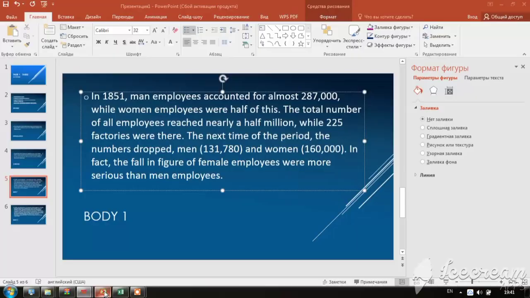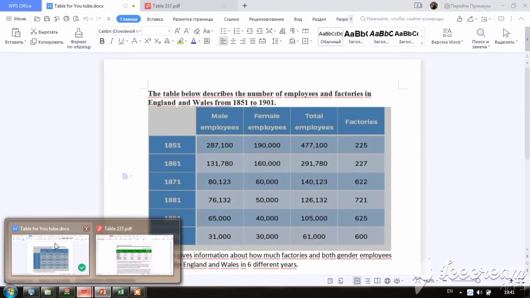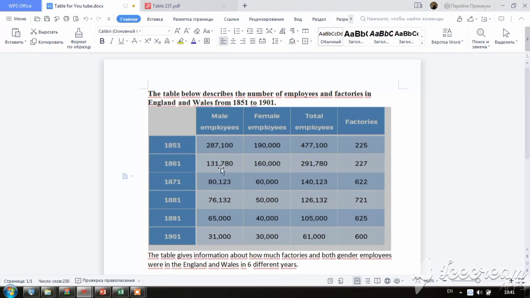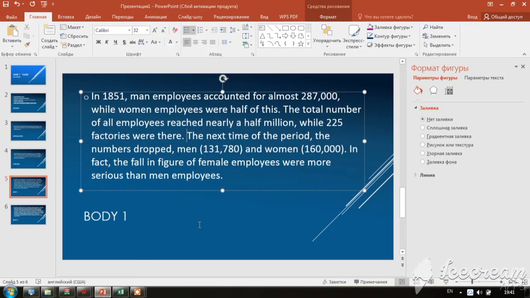The total number, as you can see, was almost 500,000. In the next time period the numbers dropped. So you can see we illustrated the huge drop. You can see all the trends drop, except factories.